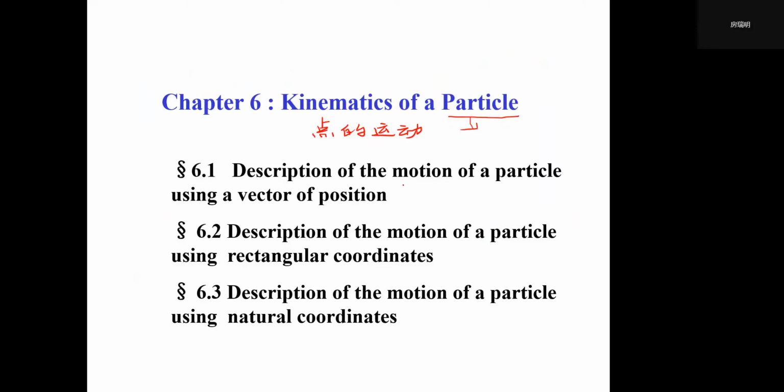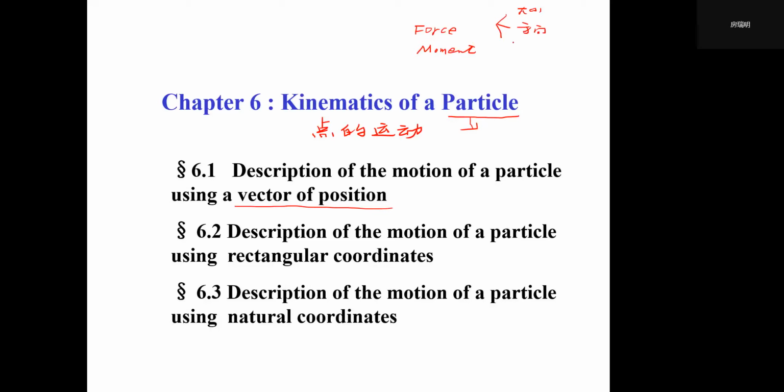We'll talk about the description of the motion of a particle using a position vector. We should be very familiar with this. We talk about force, it is a vector. We talk about moment, it's a vector, right? So a vector has three factors. The magnitude, we call that 大小. Another is direction, we call that 方向.